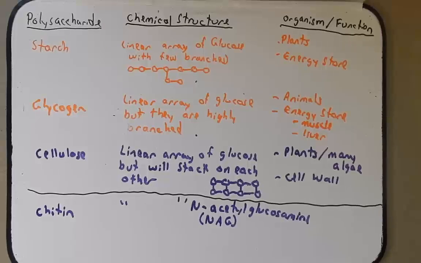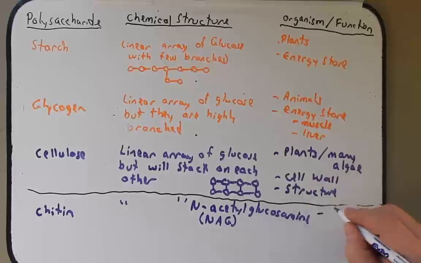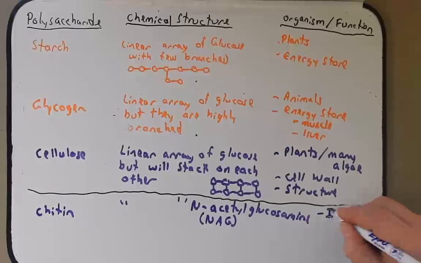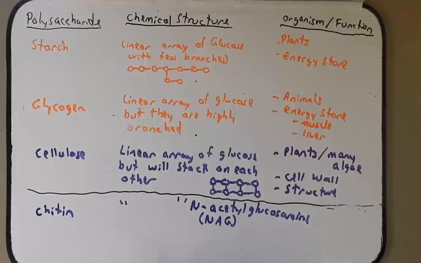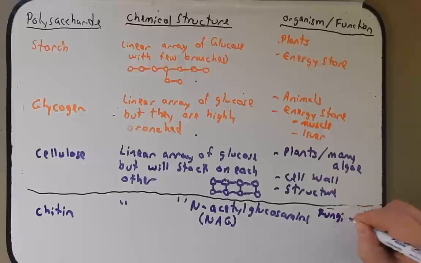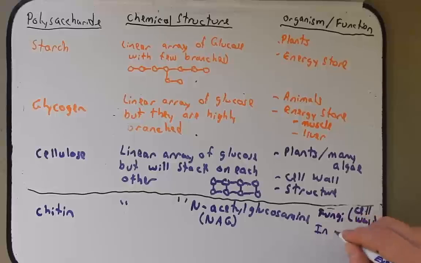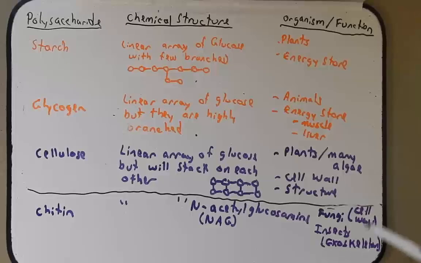So chitin we find, just like with cellulose, I didn't say it here, let me write structure here. They're important in structure in insects and fungi. Chitin is typically found in fungi, and in fungi it's part of the cell wall, or insects, and in insects it's part of the exoskeleton. Within the cell wall or the exoskeleton, they help provide protection for the organism, structure, and support.